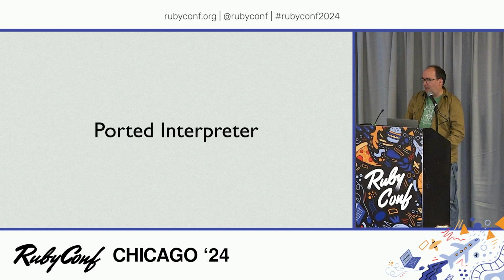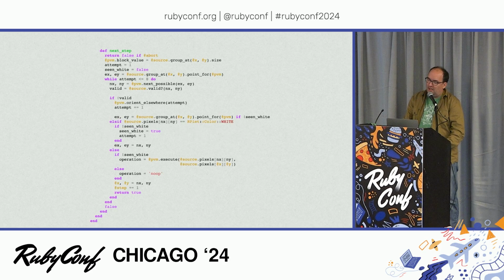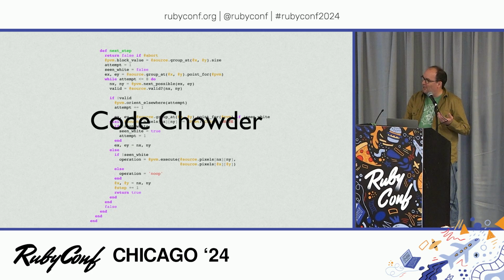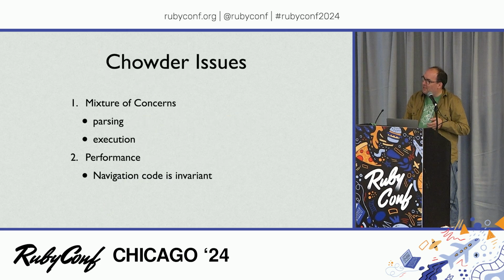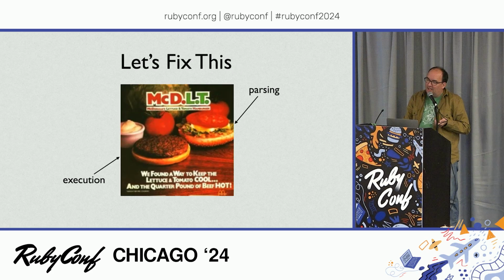Okay, so I quite literally ported the interpreter. I don't expect you to read that, or I'm not sure if you can even read it, but it's almost all in one method. It's kind of what I call code chowder. There's just way too much stuff in a method. So it has a mixture of concerns. It's continuously reparsing and changing that direction pointer and codel chooser, and that's invariant logic. So we need to fix that.